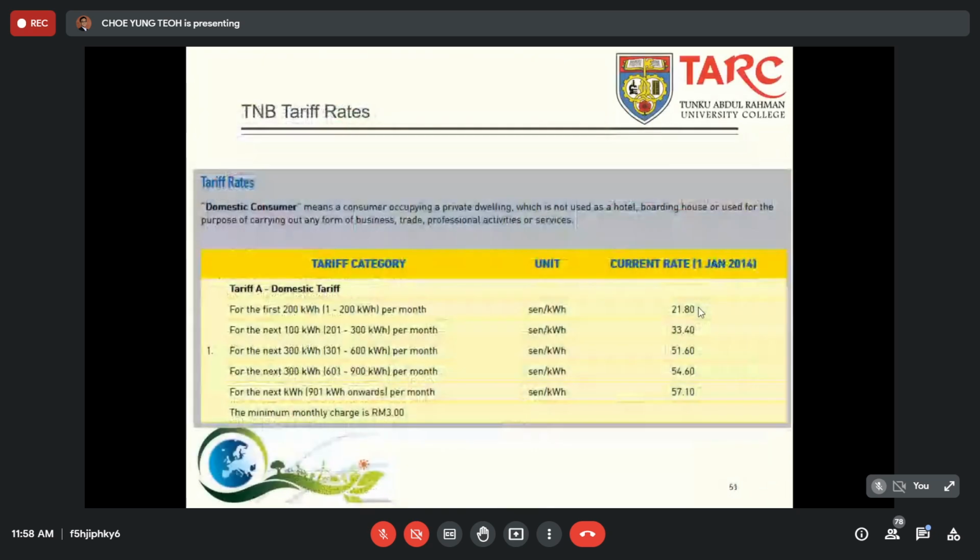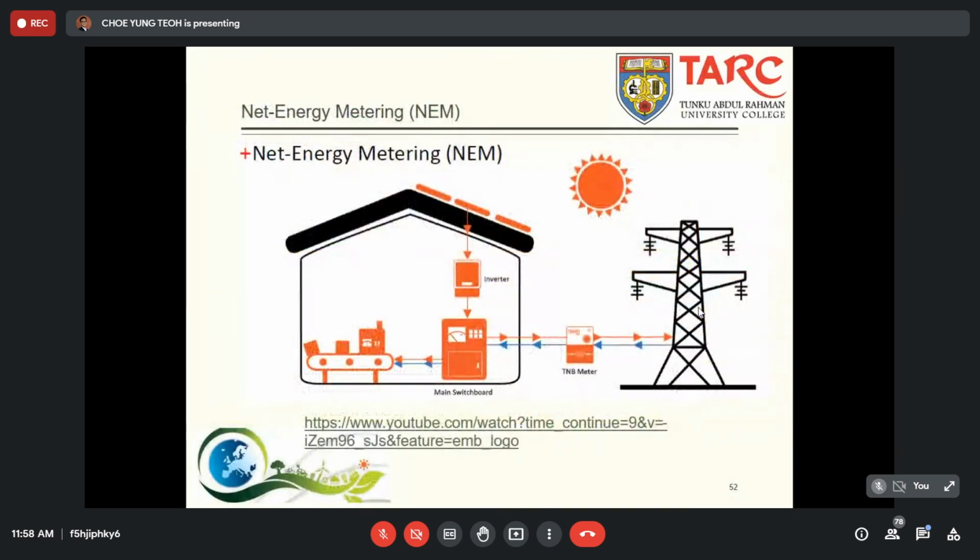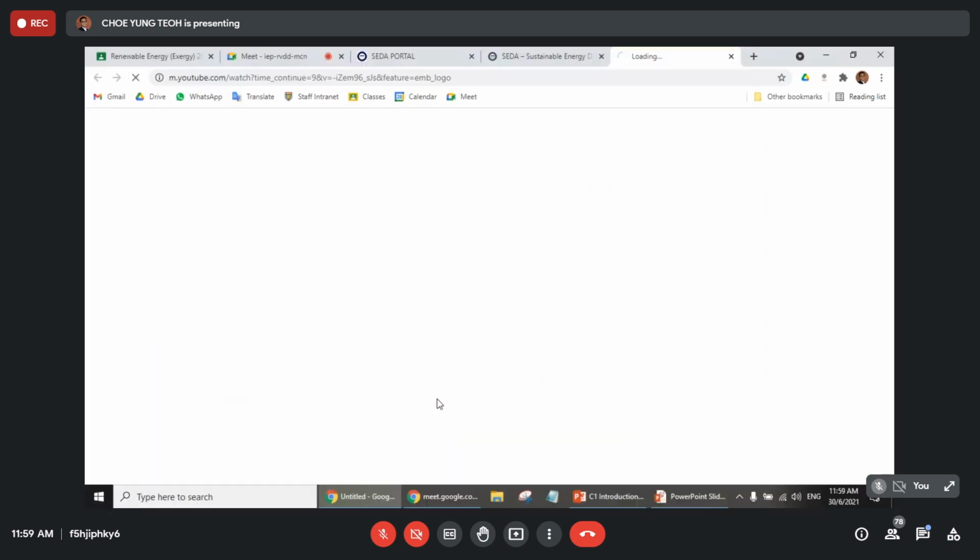So what we have now is net energy metering. And net energy metering also has been revised a few times already: net energy metering 1, net energy metering 2.0 and 3.0. Now already come to 3.0. I'll just briefly explain what is meant by net energy metering. It means 1-to-1 offset, no more premium rate. So you generate electricity, you can sell to TNB, and then you can offset your electrical bill. Maybe on YouTube, I think this one is from TNB.